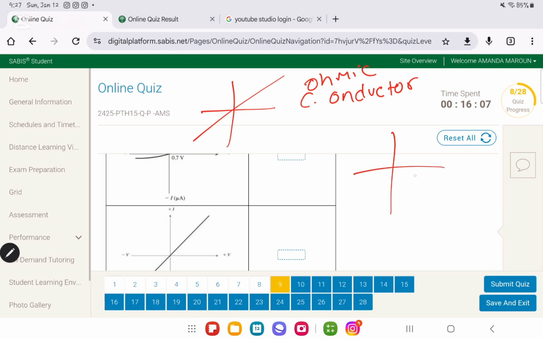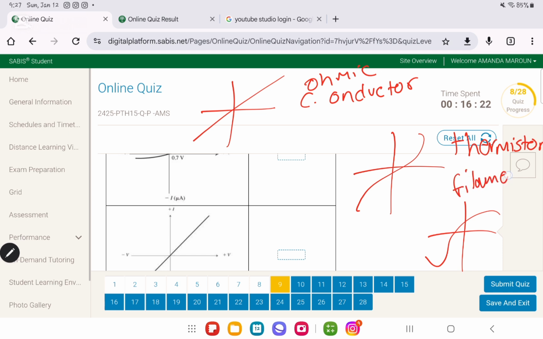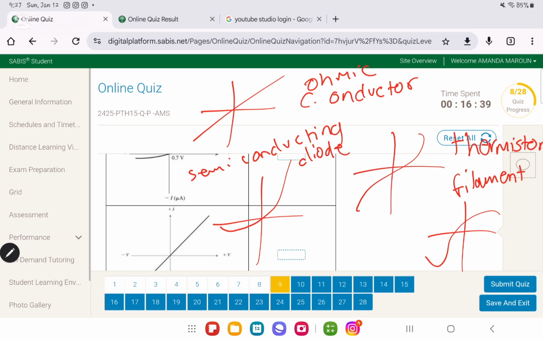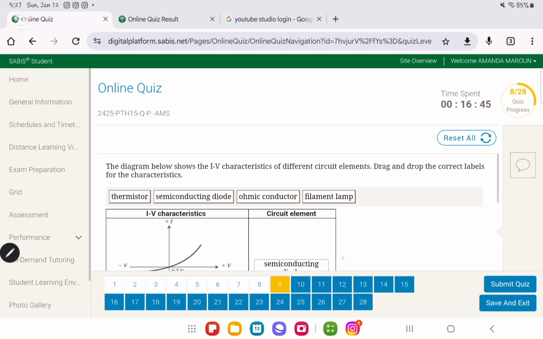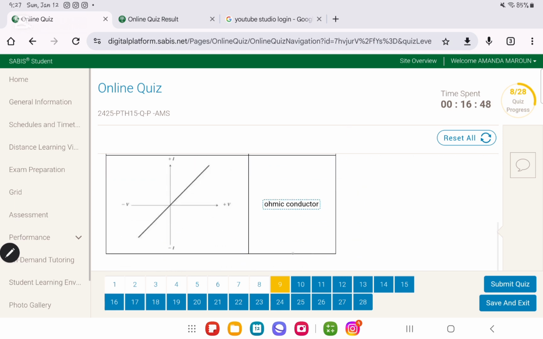If it is passing somewhat like this, then it is a thermistor. If it is passing like this, then it is a filament lamp. And if it is passing like this, then it is a semi-conducting diode. These are the graphs you need to memorize. So for the first one, by looking at it, it's a semi-conducting diode. The second one is a straight line passing through the origin, so it's an ohmic conductor.